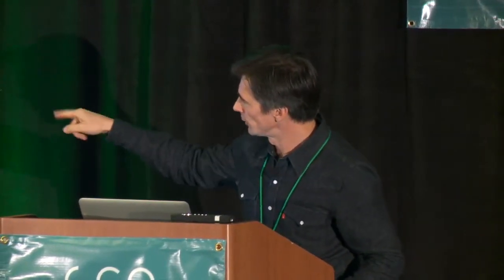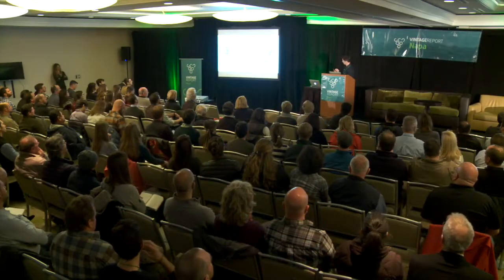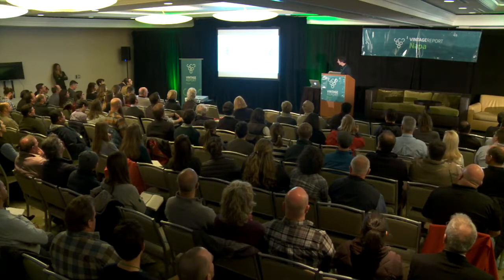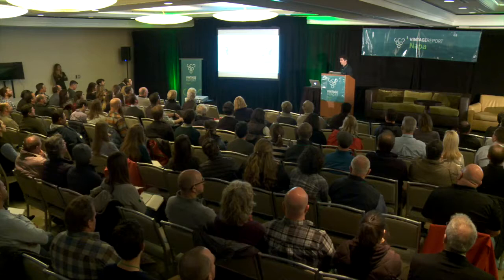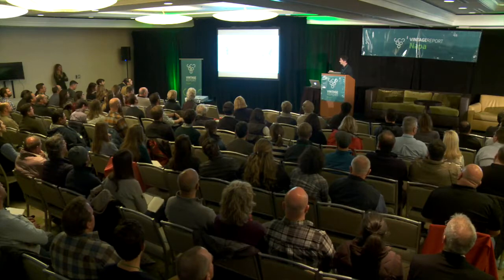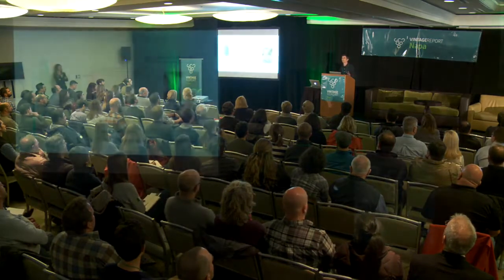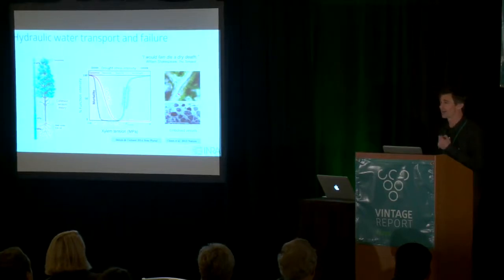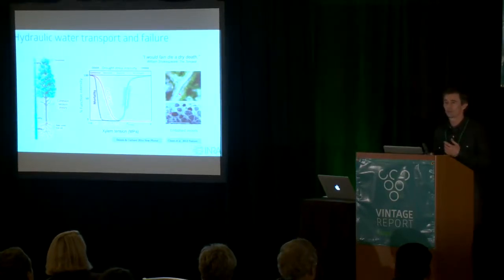In order to quantify this, we look in the red line at the percentage of vessels that have embolism. So if you look, do I have a pointer? Yes. Here, you have 50% of the vessels that have embolism. Here you have 10% of the vessels that have embolism. Here you have 90% of the vessels that have embolism. That is plant mortality.